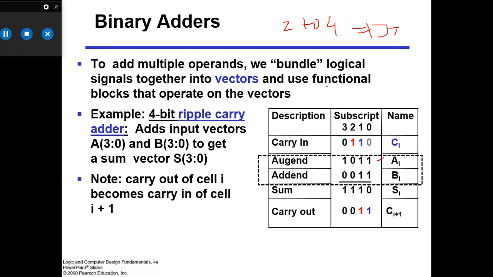So binary adders: to add multiple operands, we bundle logical signals together into vectors and use functional blocks that operate on vectors. So let's say we have 1 0 1 1, and the other addend is 0 0 1 1. 1 plus 1 is going to be 2, in binary 1 0. 0 is at the sum and the carry is here. So 1 plus 1 plus the carry will make a 1 in the sum and 1 in the carry. Then 1 0 0 0 is going to be 1, only sum 1, no carry. And 1 0 1, the sum is basically 1, no carry.